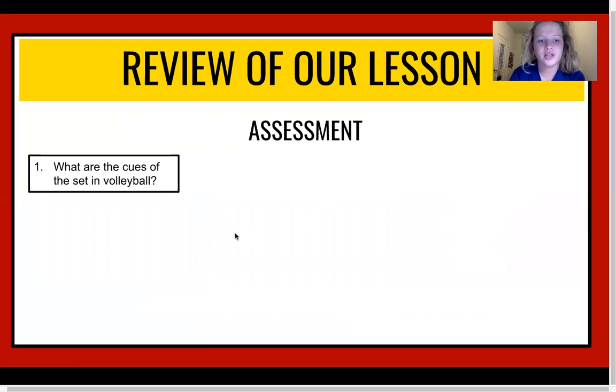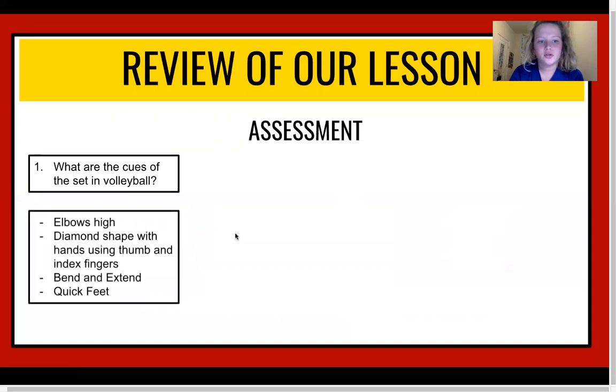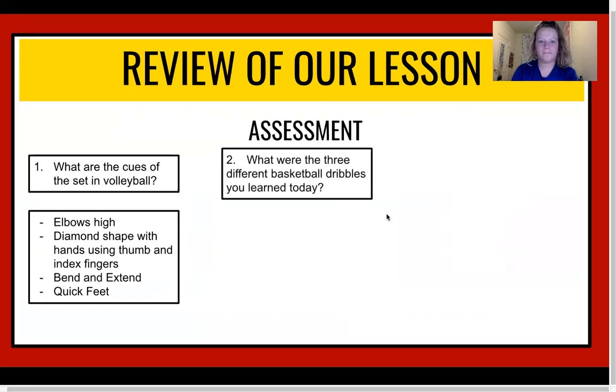All right, so the correct answer is the cues of the set in volleyball: keep your elbows high, create a diamond shape with your hands using your thumb and your index fingers, bend and extend, and quick feet. So those are the cues of the set in volleyball that we worked on today. So our next question is, what were 3 different basketball dribbles that you learned today? I'll give you a couple of seconds to think of those dribbles.